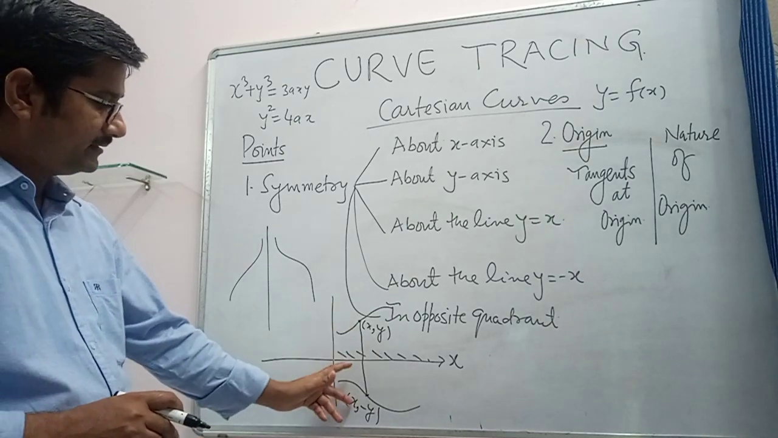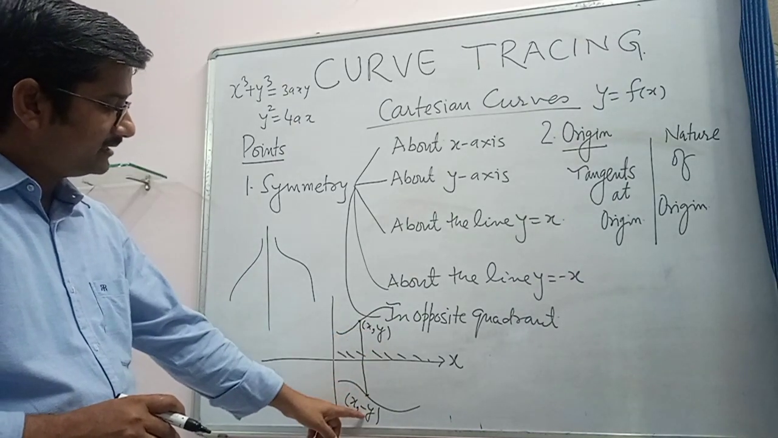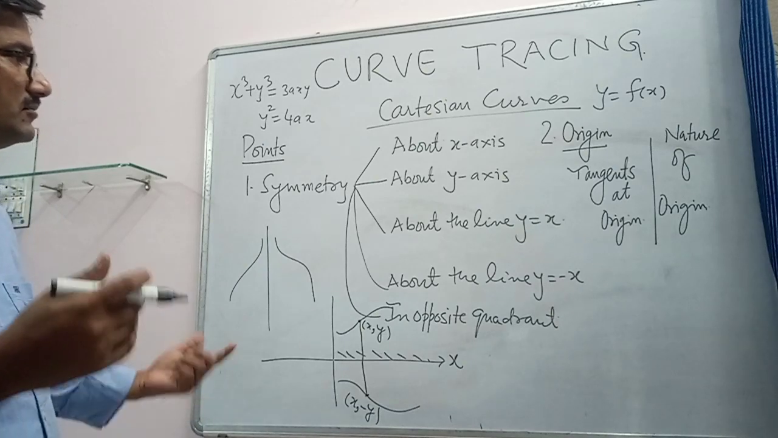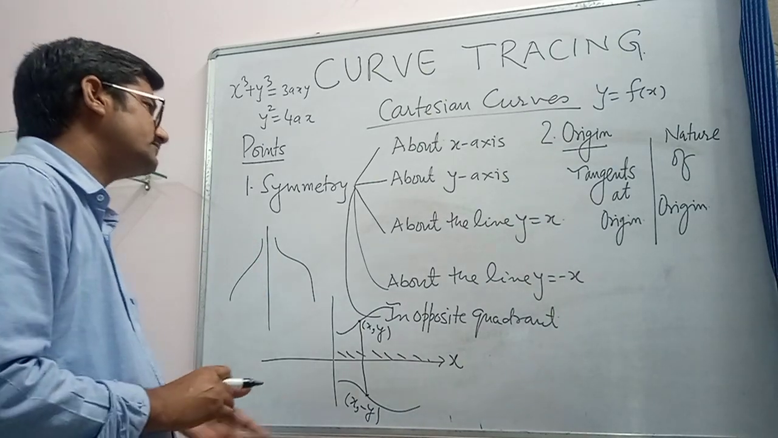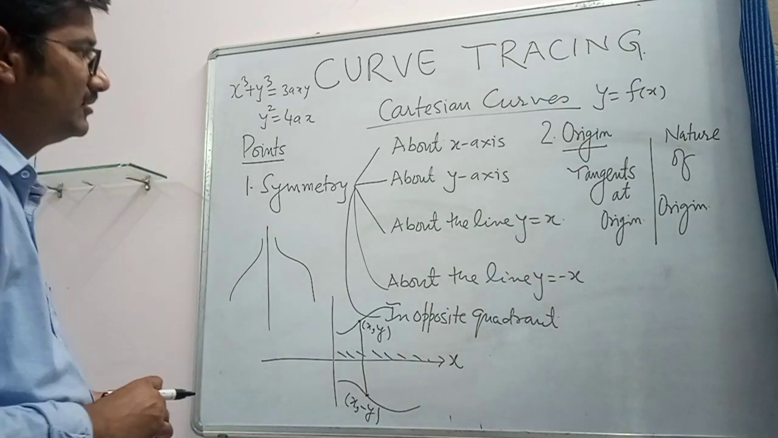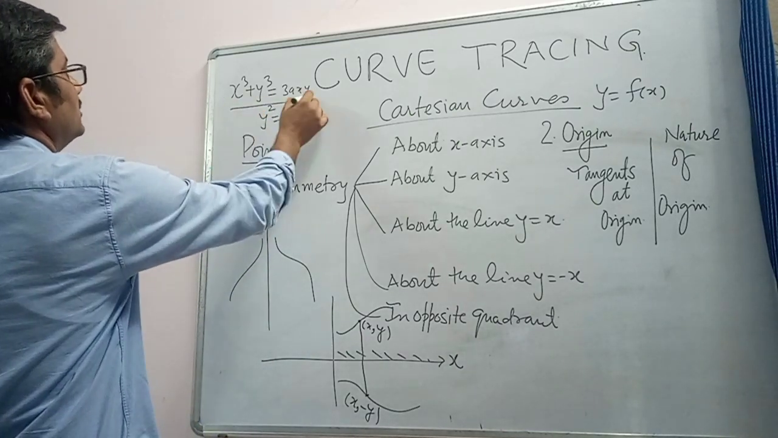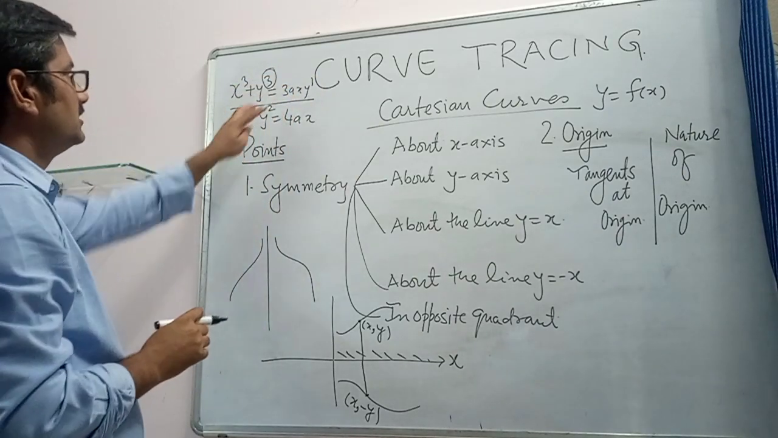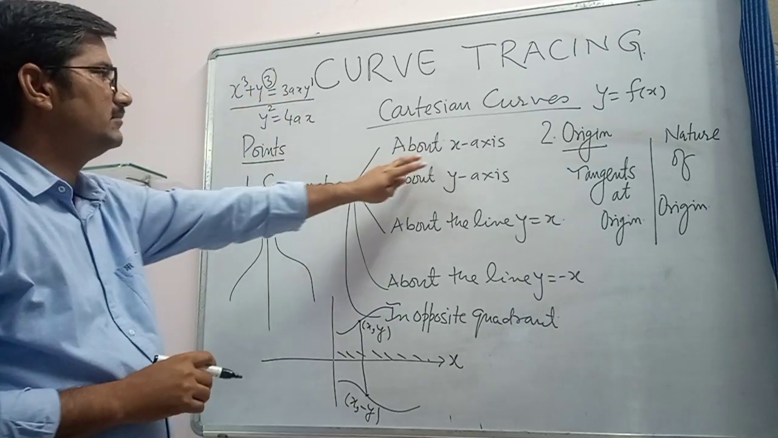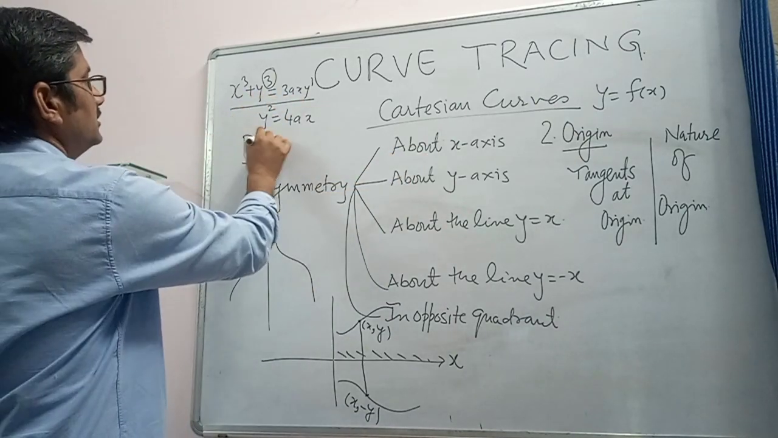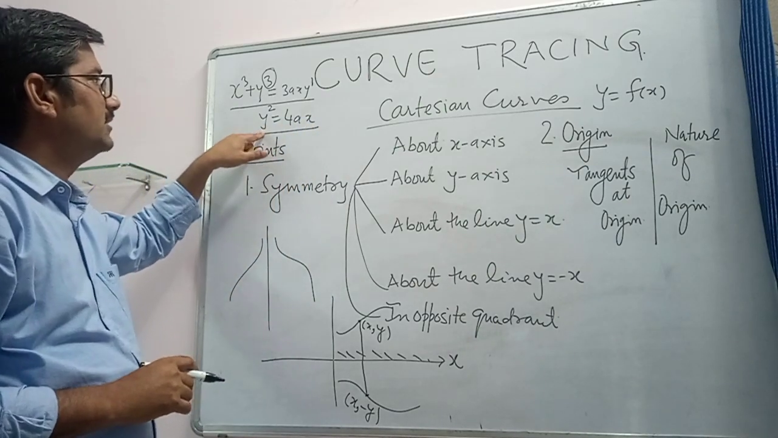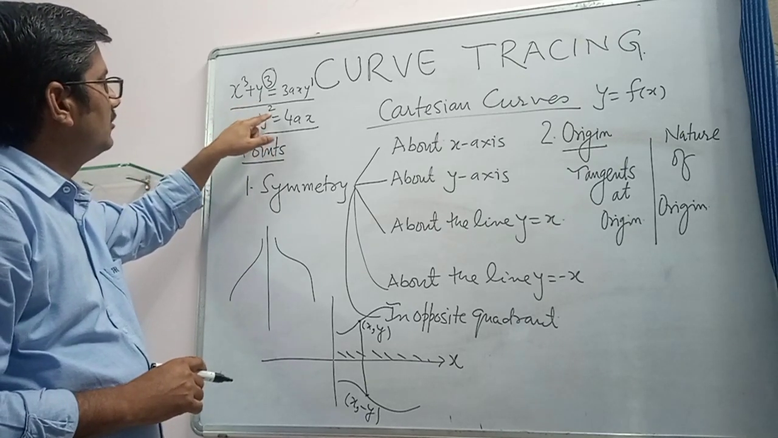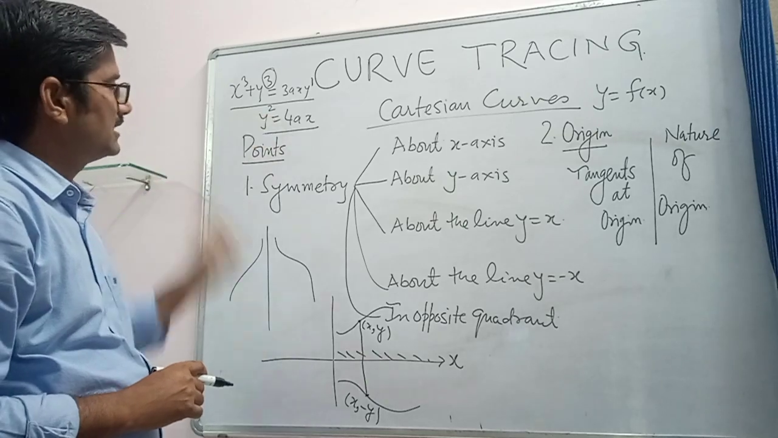This can happen if the effect of minus y does not change the curve. It means all the powers of y must be even. So you have to check whether all the powers of y in the curve are even; then it is symmetric about the x-axis. Let us look at this curve. This power of y is 1, odd, and this power of y is odd. All the powers of y are odd, so it is not symmetric about the x-axis. In this curve, y appears only at one place with an even power, so all the powers of y are even and it is symmetric about the x-axis.